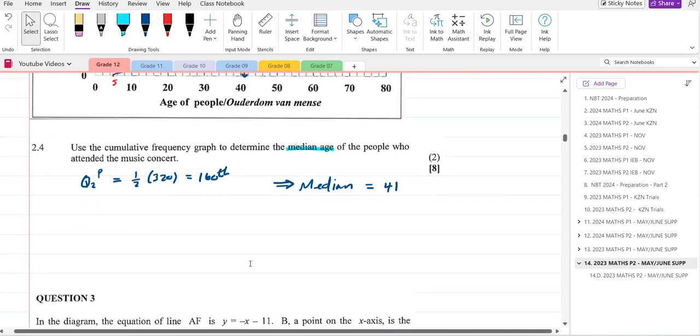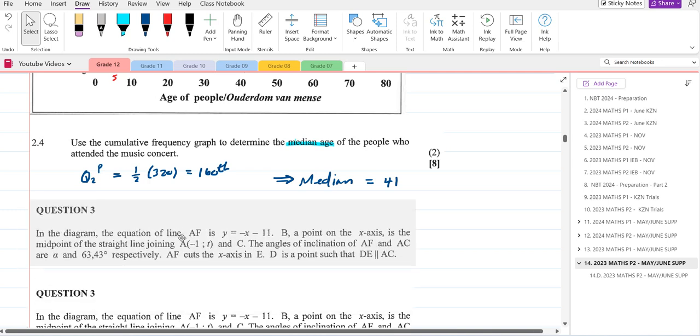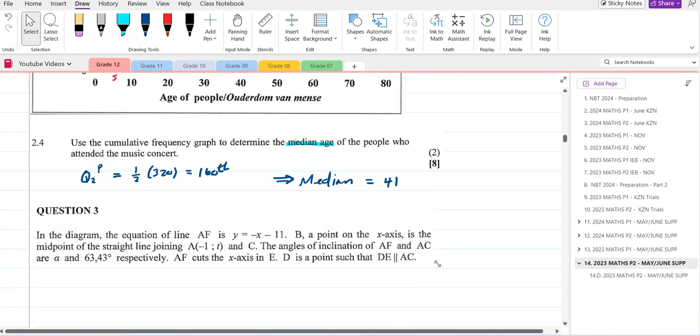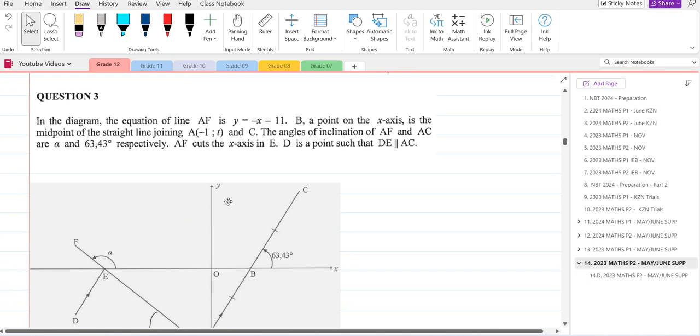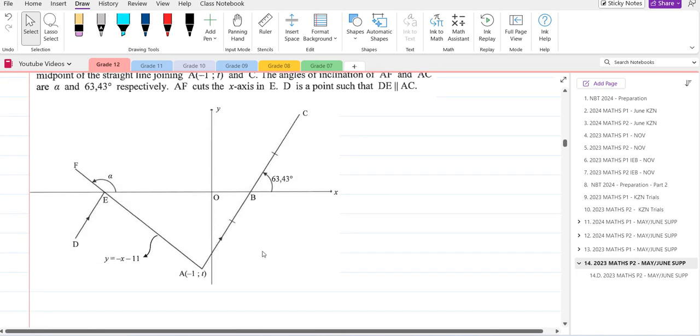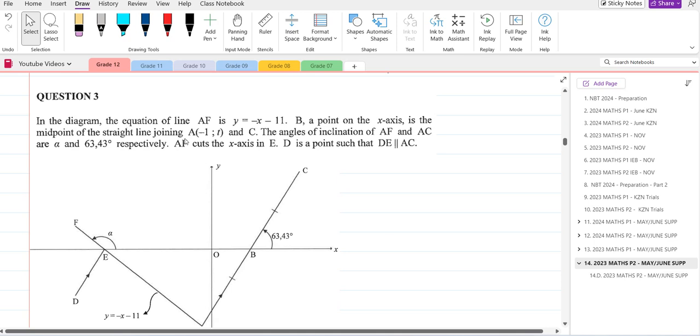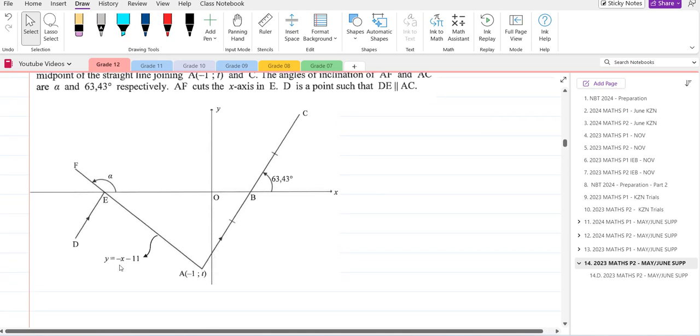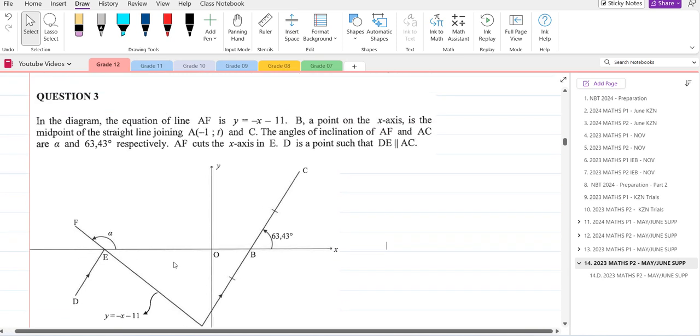Right, so let's move on to the next problem, which is question number 3. In the diagram, we have this diagram here. It's more like grade 11 work, right? So in the diagram, the equation of line AF is given, so in other words, the gradient is -1. B is a point on the x-axis. We've got the angle of inclination, we can say tan of this angle and get a gradient for this line.